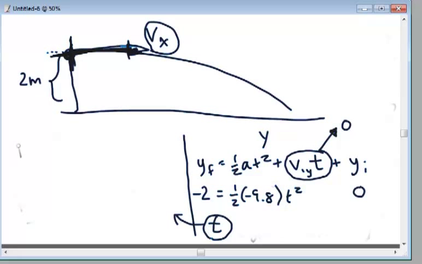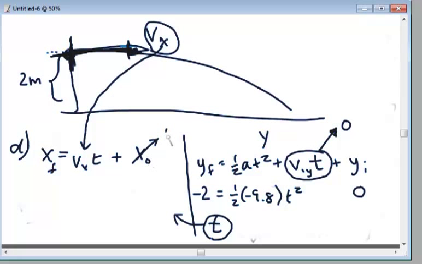And then for question D, we can figure out how far away it is by using an x equation. X final equals v times t plus x initial, which is 0. What v? That v that we've already calculated in part A. Okay. So we've got our v, we've got our t, put them in, and you should have your answer.